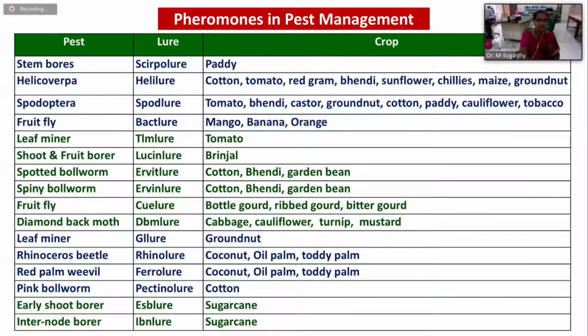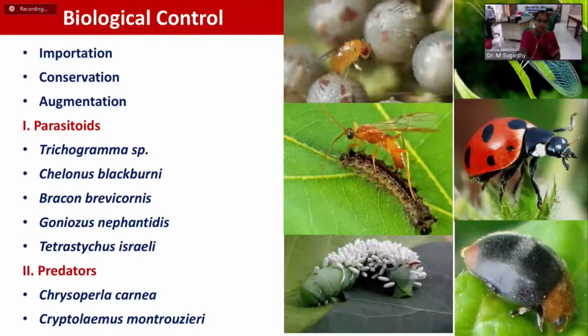The next one is biological control. The basic principles of biological control are importation, conservation, and augmentation. We can broadly classify these biocontrol agents into 2 categories, namely macrobials and microbials. Macrobials include predators and parasitoids, whereas microbials include nematodes and entomopathogens. Under parasitoids, the famous ones are Trichogramma, Chelonus blackburni, Bracon brevicornis, Goniozus, and Tetrastichus.